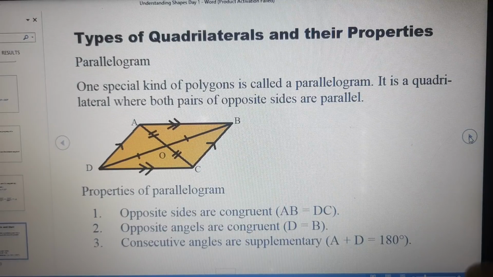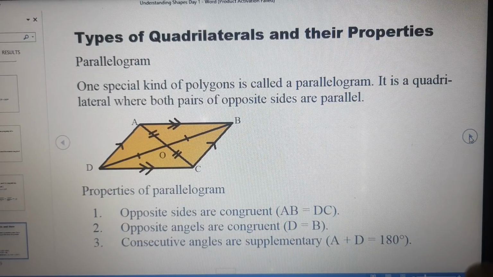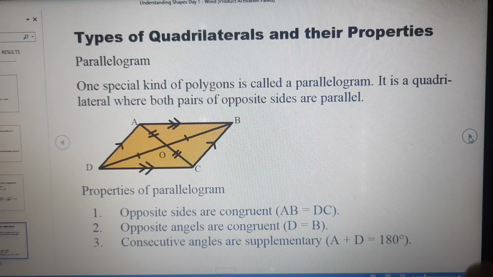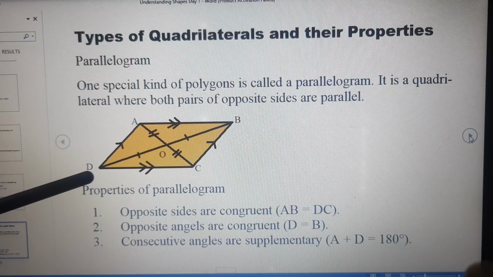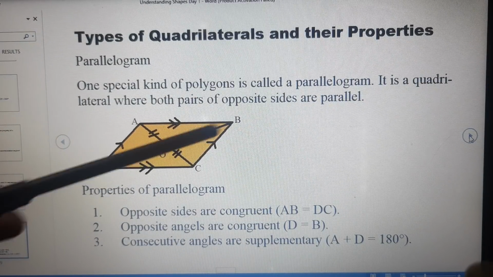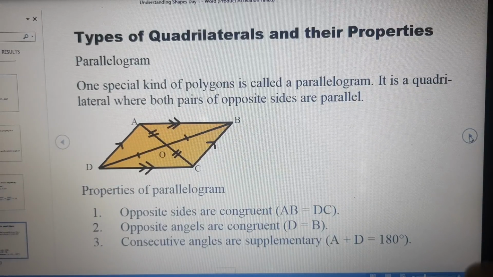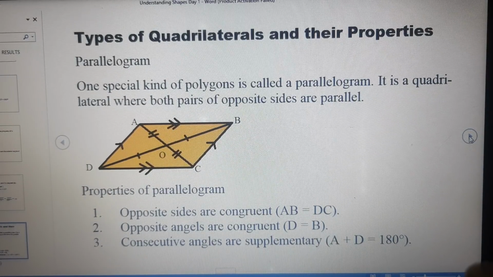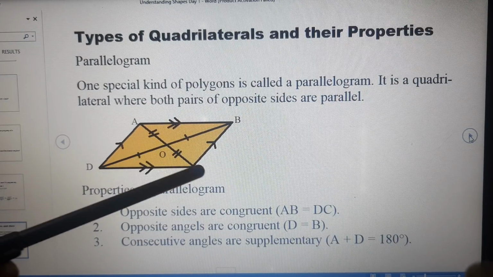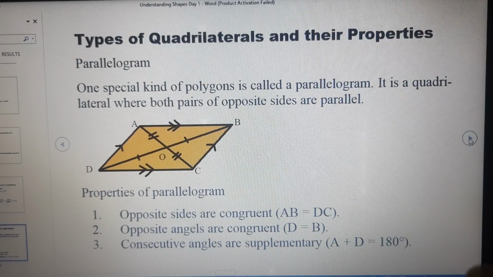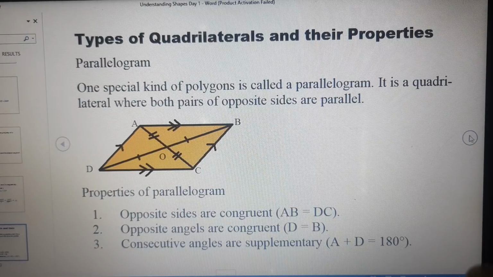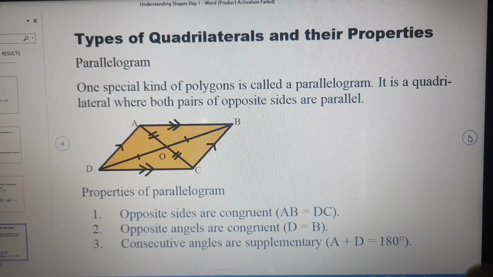Now coming to the diagonals. Diagonal AC and diagonal BD, they are not equal, but they bisect each other. Bisect each other means if BD is 6 centimeter, then OD becomes 3 and OB becomes 3. And if AC is suppose 8 centimeter, then OA will be 4 and OC will be 4. That means OA is equal to OC, OD is equal to OB. Are you getting it? This is the diagonal property.